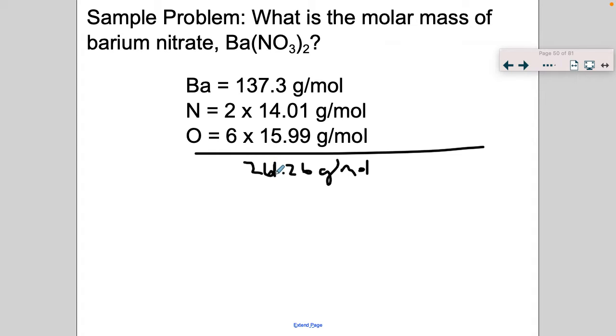Wow, don't we do conversions in this too? Eventually. Oh, no. All right. Any questions about the molar mass? Nice and easy.